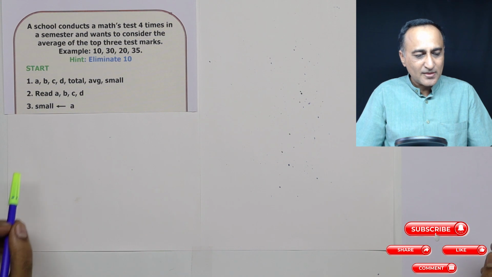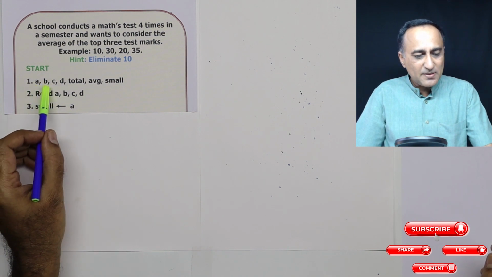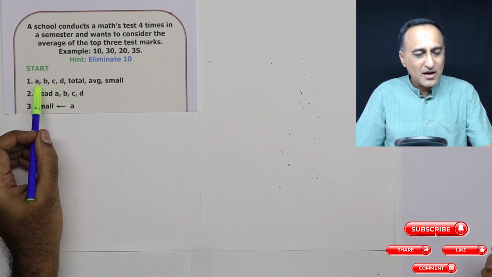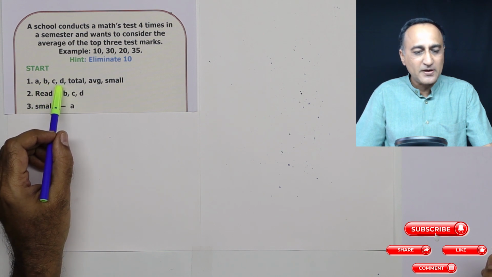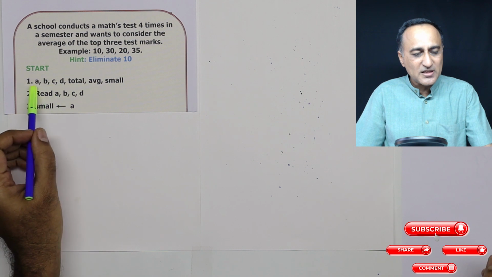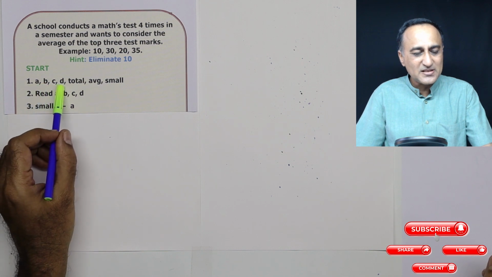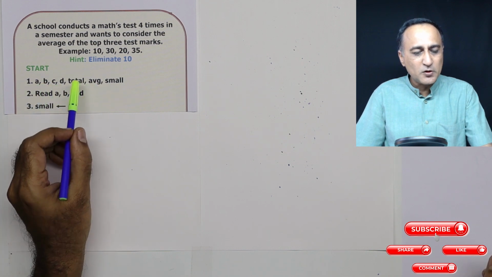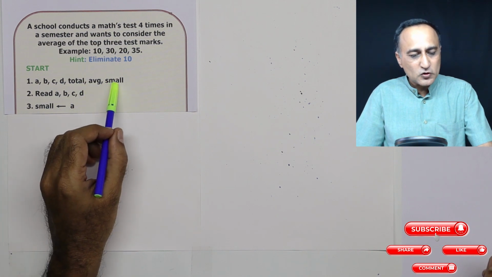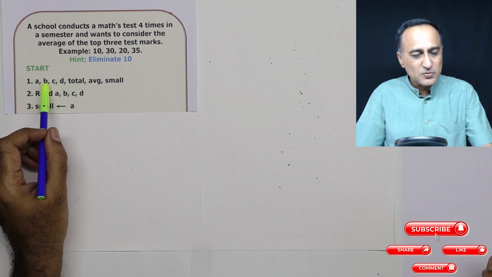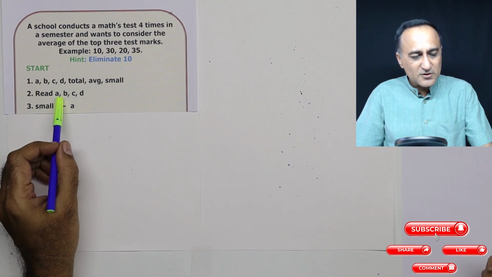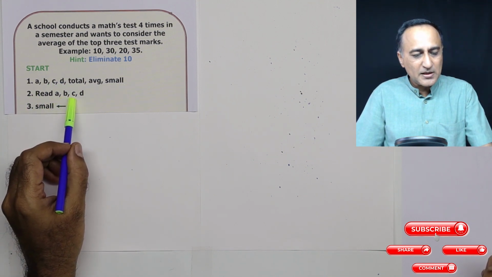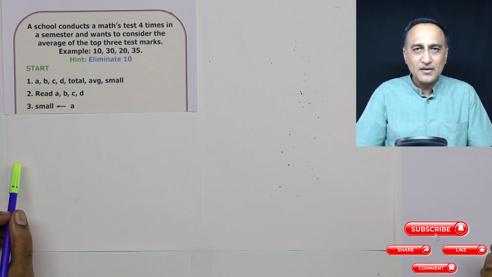And then I will get the best of 3. So I have variables a, b, c, d which store the marks of test 1, test 2, test 3, test 4 respectively. Total is going to have the sum of a plus b plus c plus d, and average is going to be total upon 3. Small is going to store the smallest of these 4 numbers. So the user is first going to enter the values of a, b, c and d.